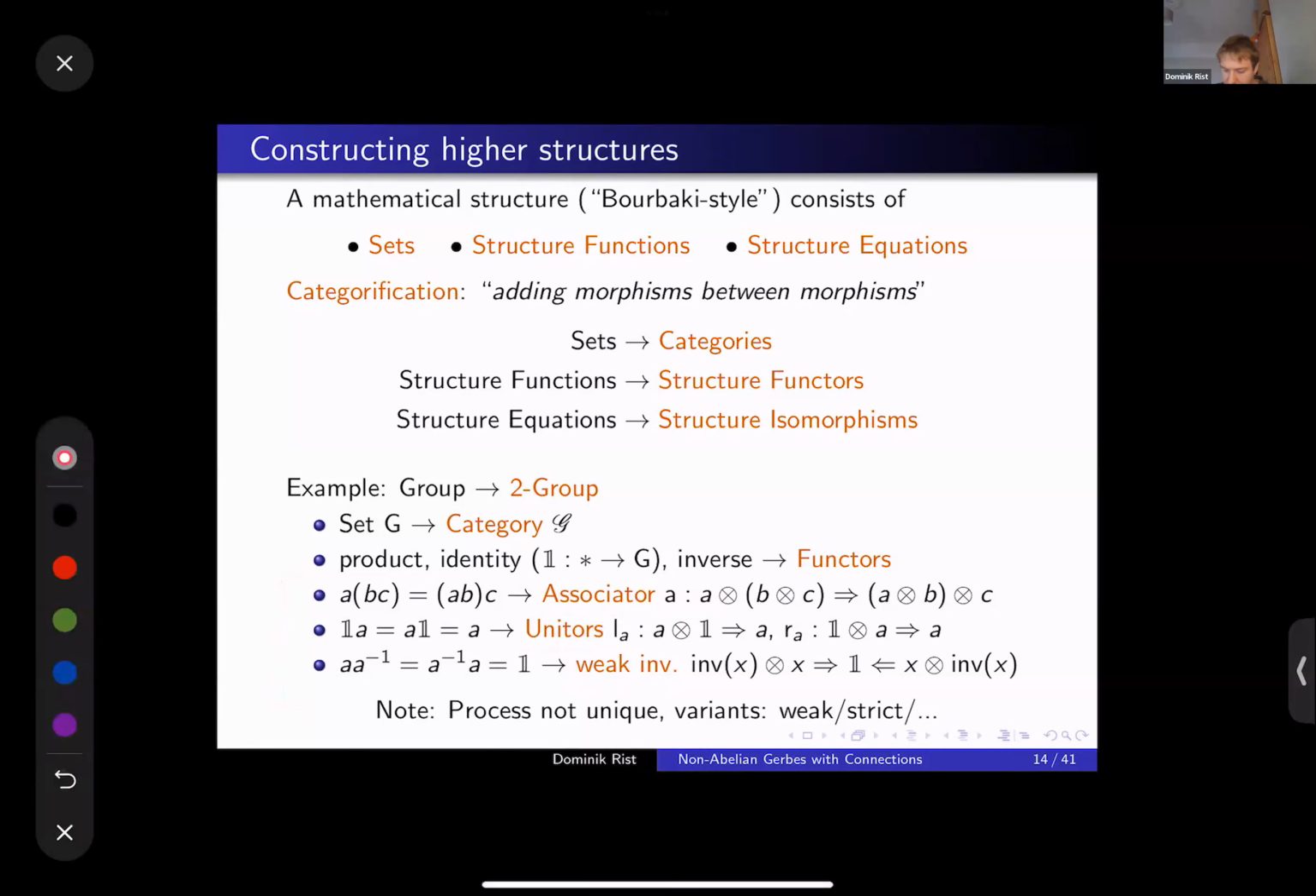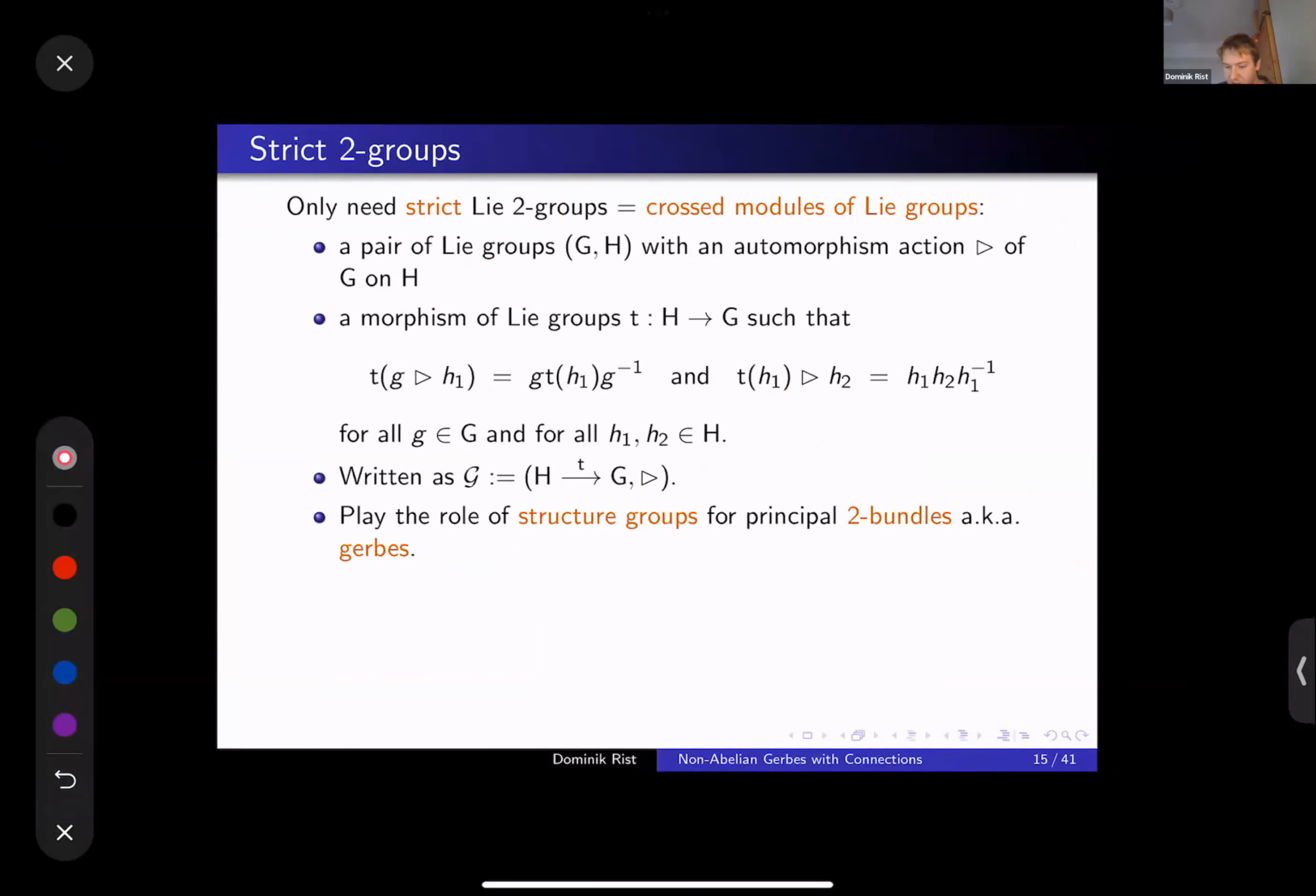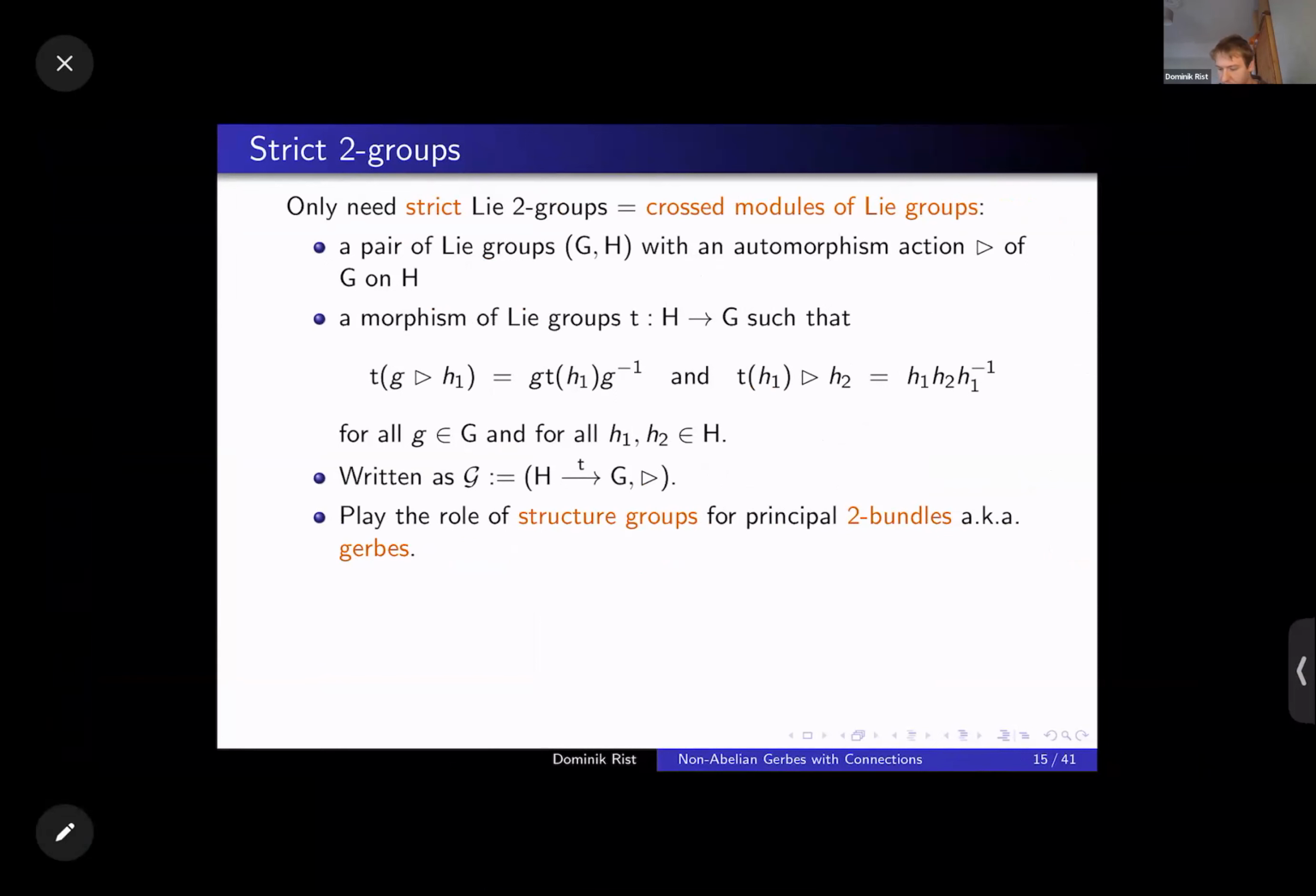And fortunately, strict 2 groups are equivalent to so-called crossed modules of Lie groups. What are those? These are just given as pairs of Lie groups, G and H. Then we have an automorphism action of G on H. Furthermore, we have the morphism of Lie groups from H to G, such that certain identities have to be satisfied.